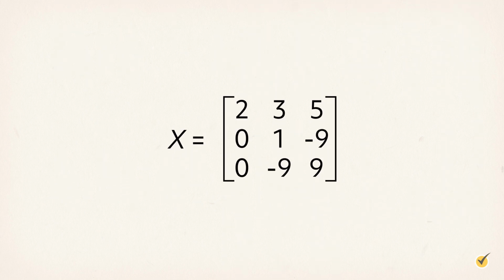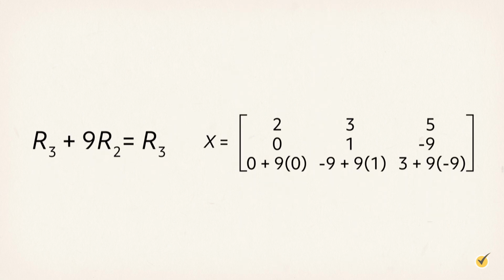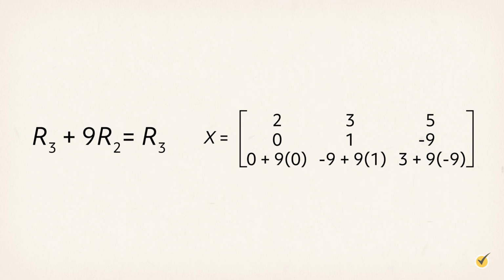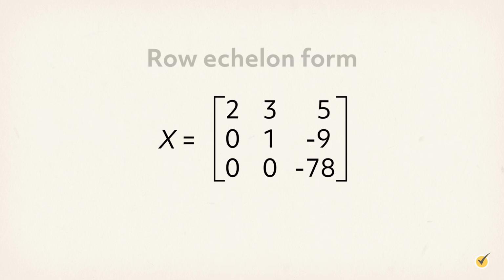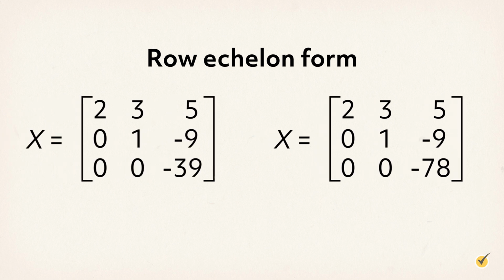Now there's only one more move to get this matrix to row echelon form. I need to use the 1 to make the negative 9 in row 3 into a 0. So R3 plus 9R2 equals R3. This is one version of X in row echelon form. Another version might look like this.